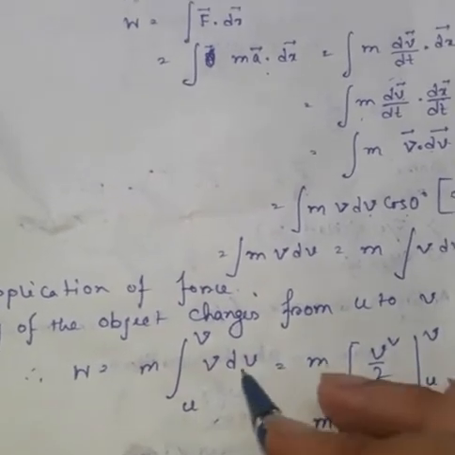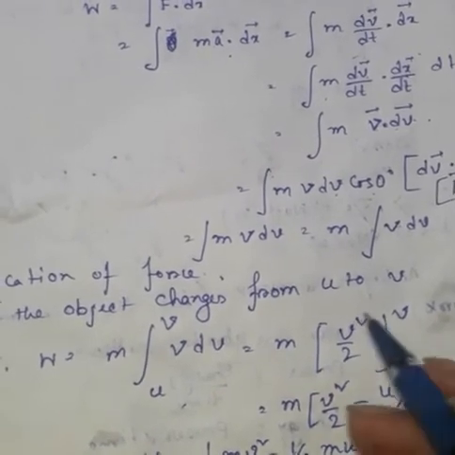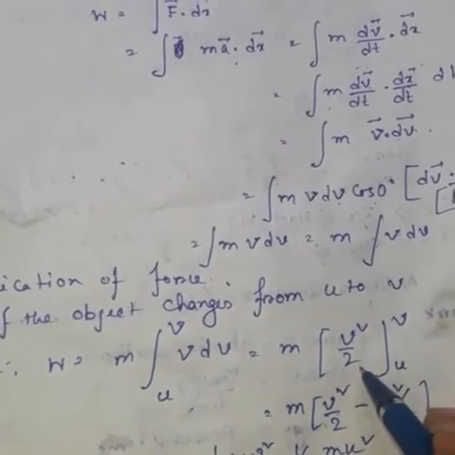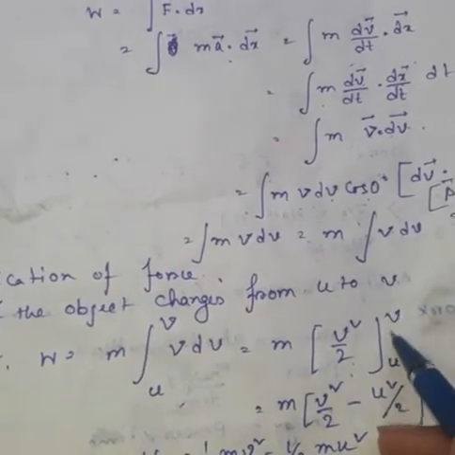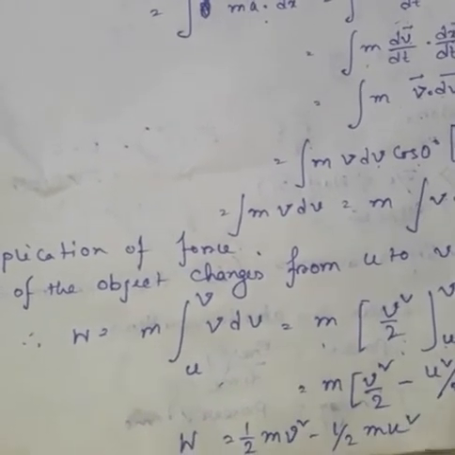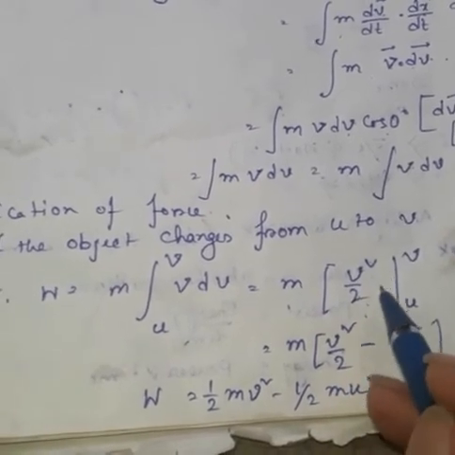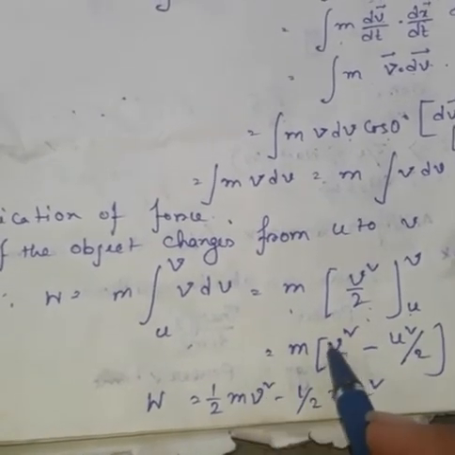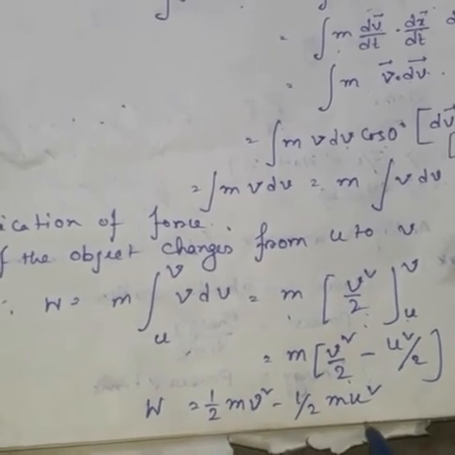Now again using the equation, the integral of x to the power n dx is x to the power n plus 1 by n plus 1, that is v to the power 1, so it will be v square by 2, that means v to the power 1 plus 1 by 1 plus 1. Just put the limits here, u to v. Now the 2 you can bring out or leave here also. So putting the values, that will be v square by 2 minus the lower limit u square by 2. Multiplying by m, half m v square minus half m u square, that is your final kinetic energy minus your initial kinetic energy.